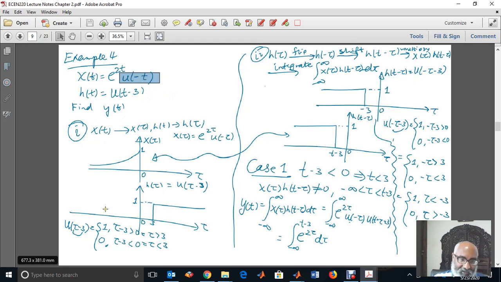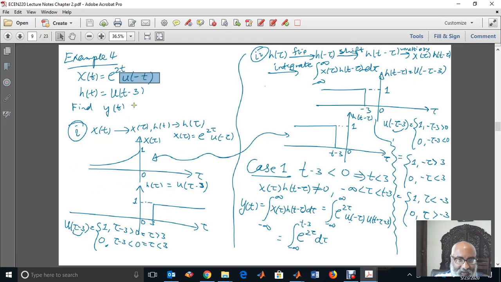So the interval of this exponential function will be from minus infinity to 0. For tau greater than 0, it will be 0 because of u of minus tau. Okay, so this is x(tau), decaying to the left, growing to the right. So this is x(tau).